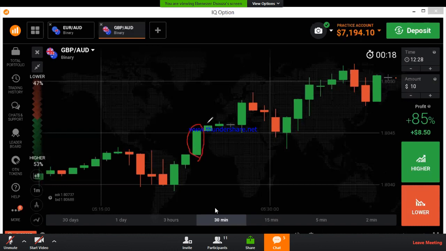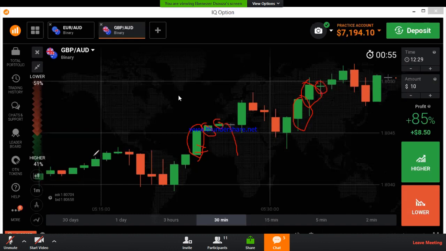This is a weak candle. Then this is a very weak candle compared to this candle, and this is a very weak candle compared to this candle. It means it may reverse from this level. You can see this is a strong candle, this is a very weak candle, this is not a weak candle, because you can't take this as a weak candle.